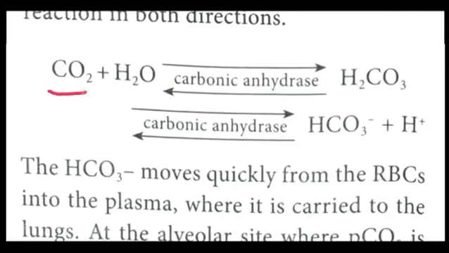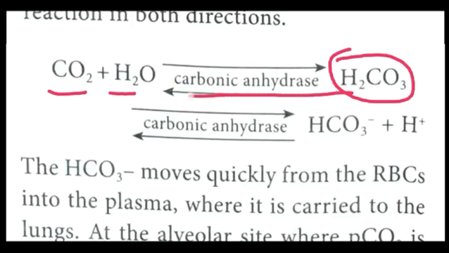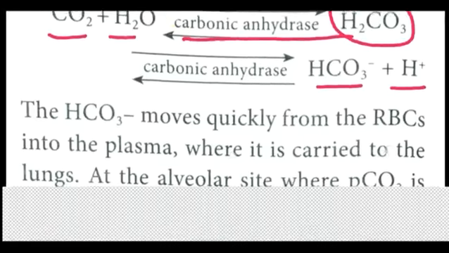So carbon dioxide plus water gives carbonic acid. This carbonic acid is unstable. Again, in the presence of the same enzyme carbonic anhydrase, it gets dissociated into carbon dioxide and water. Similarly, this carbon dioxide and water combine together and form bicarbonate ion and hydrogen ion with the same enzyme carbonic anhydrase.